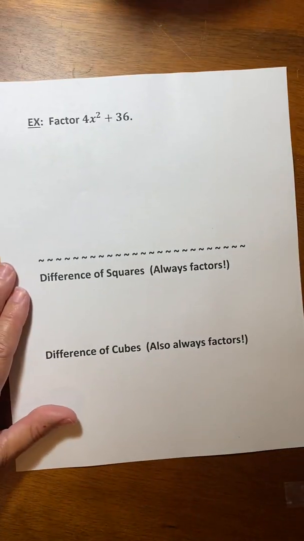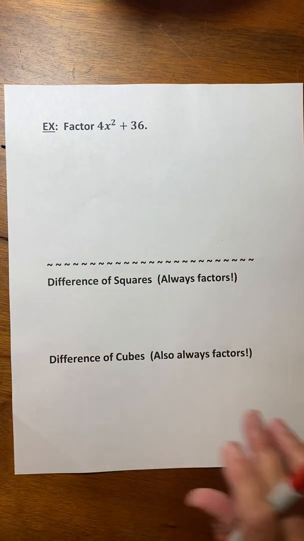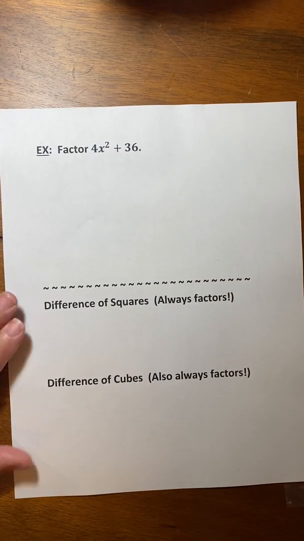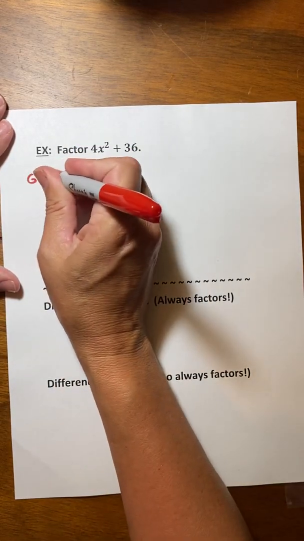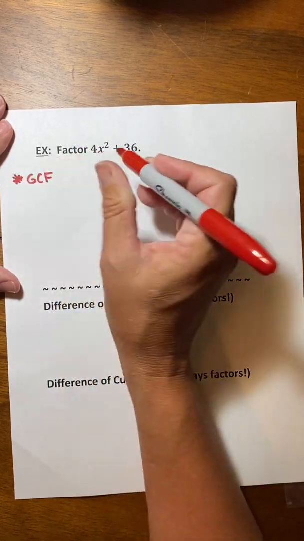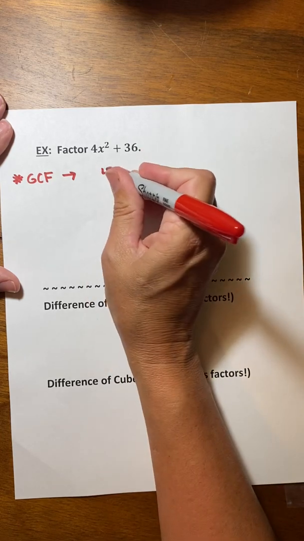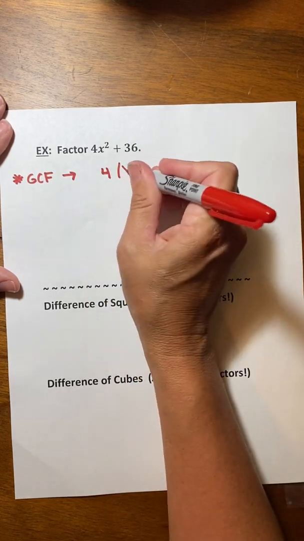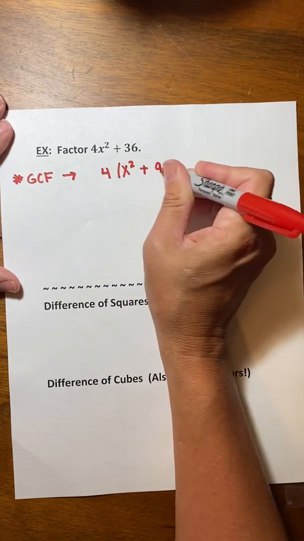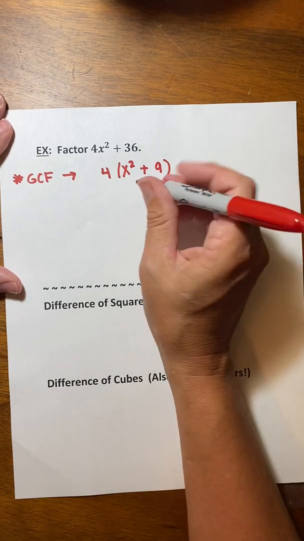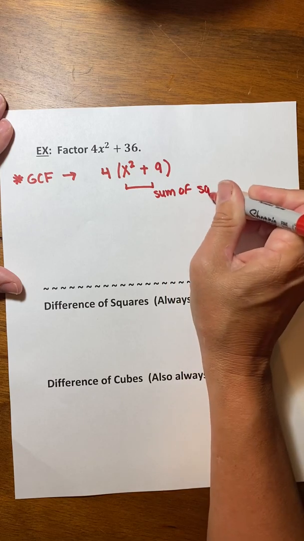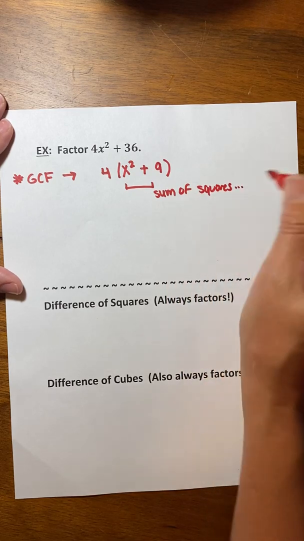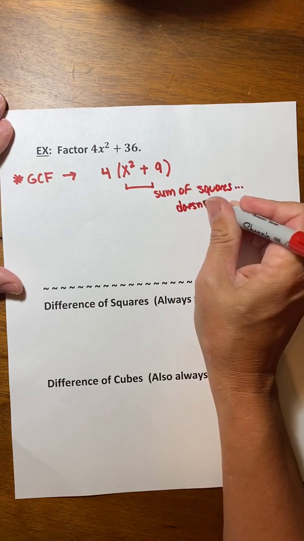So look at this guy. Keeping in mind that you always want to pull out the GCF first. So don't forget the GCF. That's the very first thing we learned in factoring. We pull a 4 out, we get x squared plus 9. Sum of squares doesn't factor further.